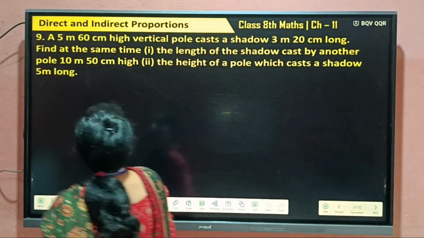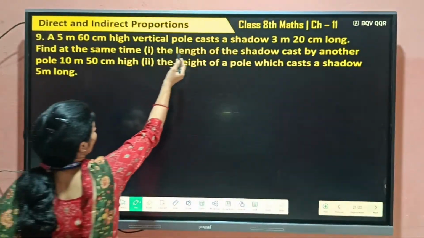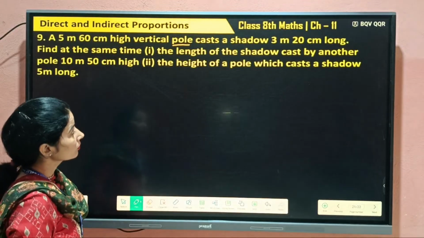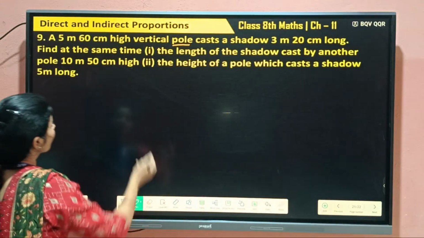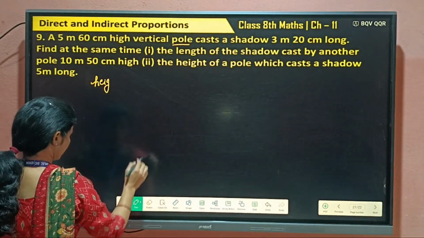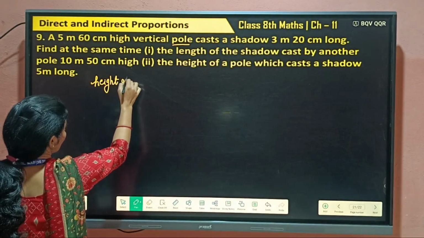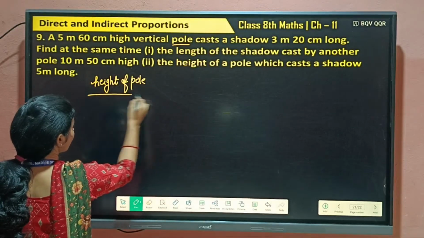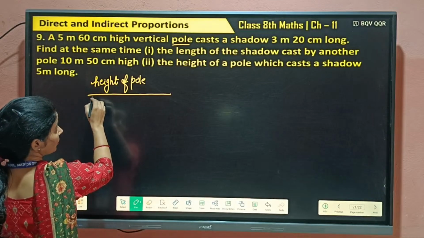Okay, what is this? It is a vertical pole and its shadow. Height of pole and its shadow. Two columns we will write: height of pole and length of shadow.